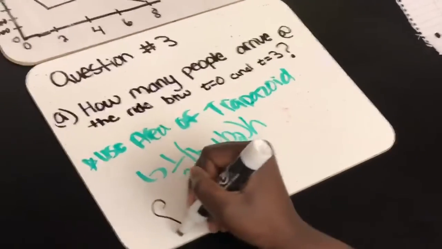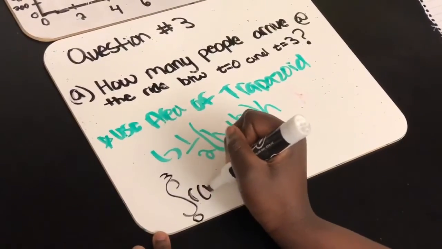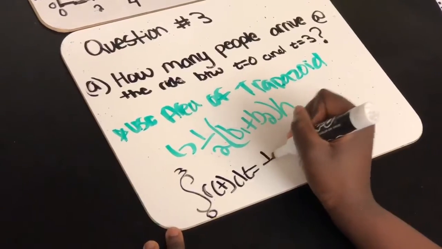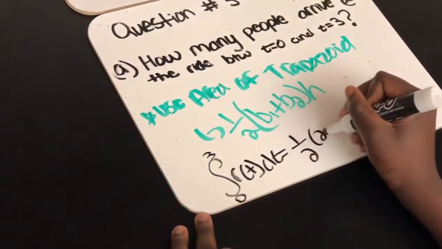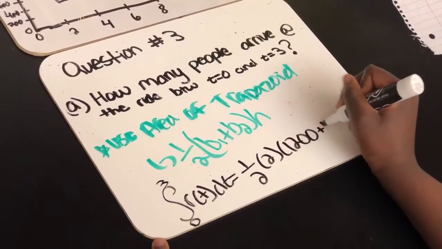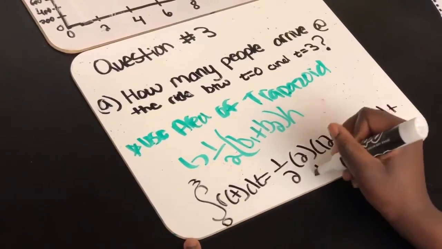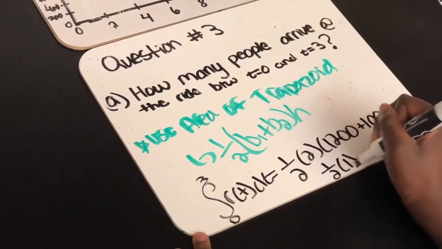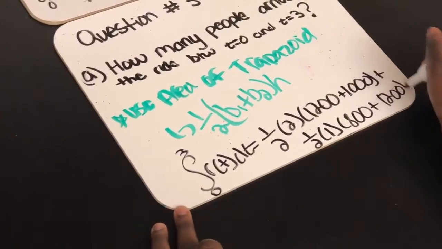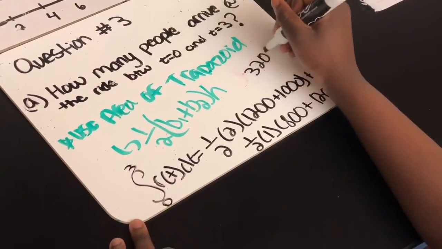So basically, you take the integral from 0 to 3, because it's asking from t equals 0 to t equals 3. You take the integral of the rate, r of t dt, which is equal to 1/2 times 2 times 1,200 plus 1,000 plus 1/2 (800 plus 1,200), which equals 3,200 people who have arrived.